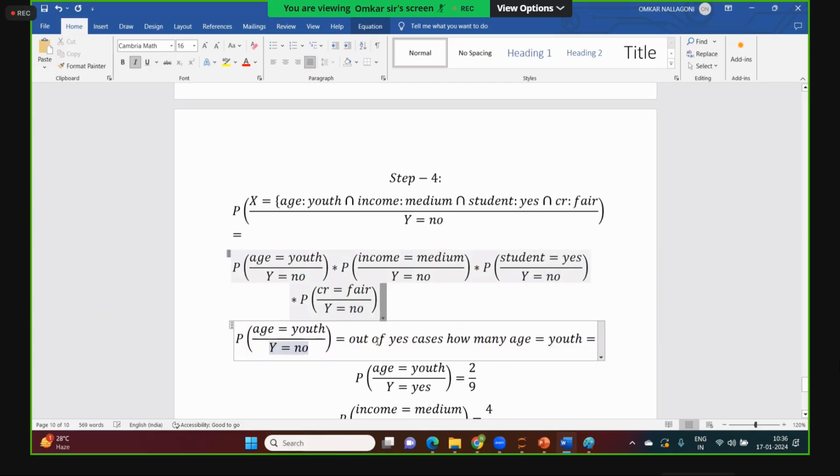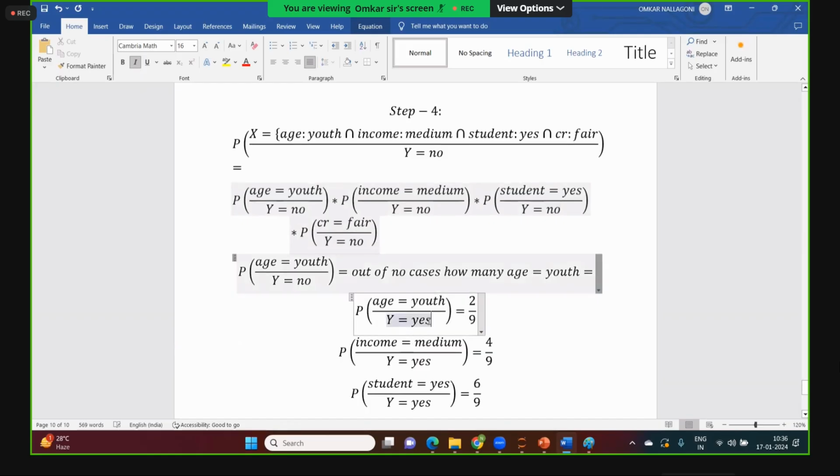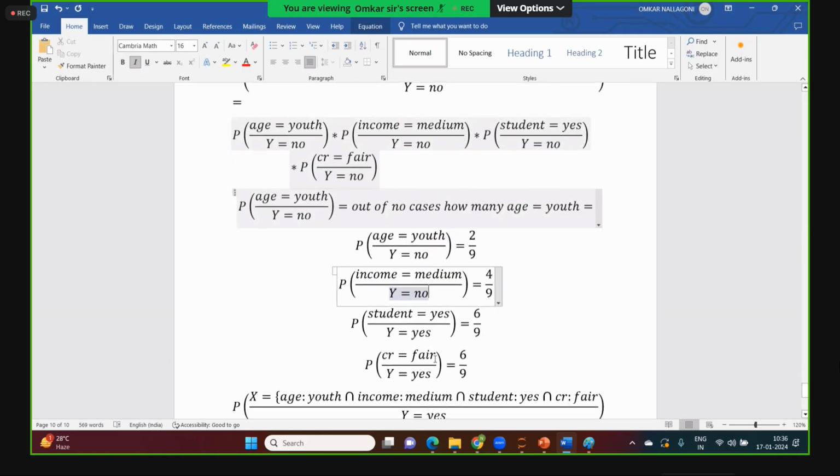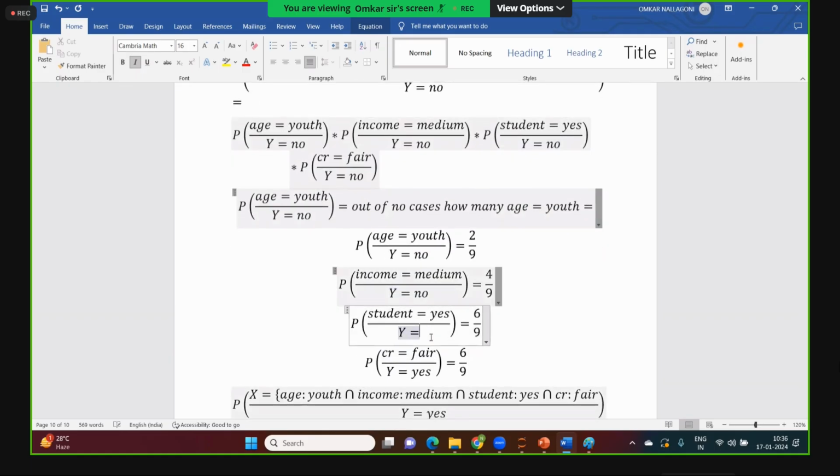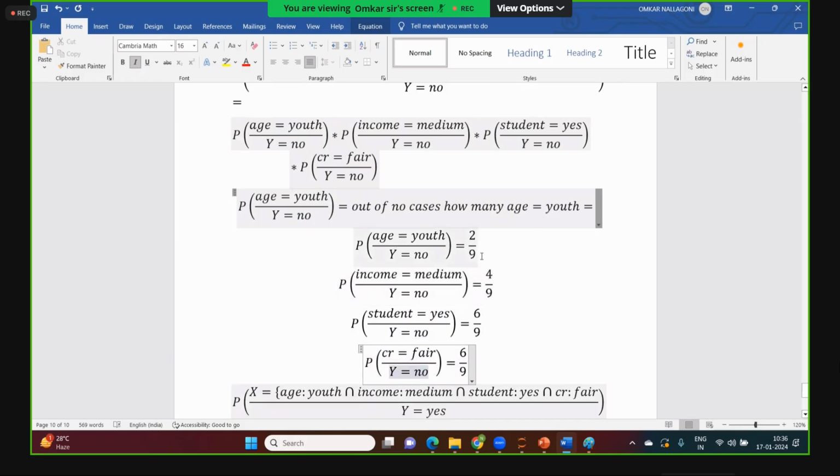Out of no cases, how many have age equal to youth? And this is also a no case. And here also a no case. No case and no case. Tell me the answers. How many are there? No or 5, I know that. Tell me age equal to youth. Why 9? 3 by 5. 3 by 5.